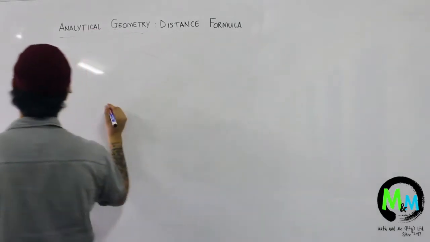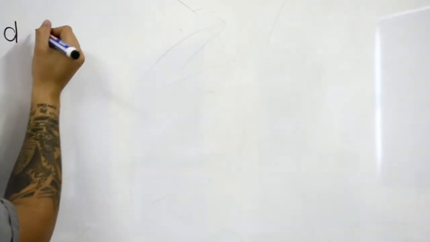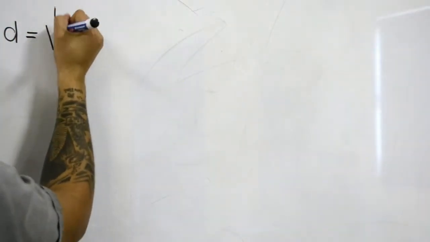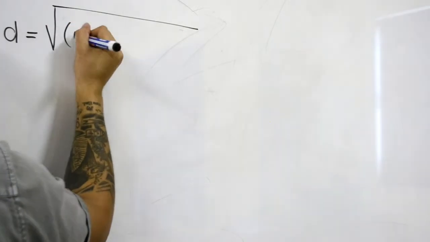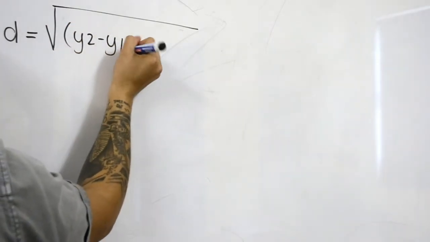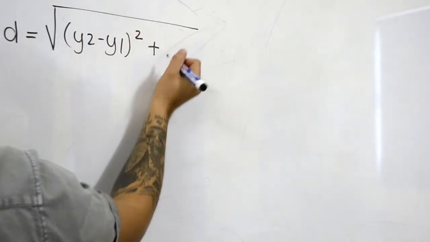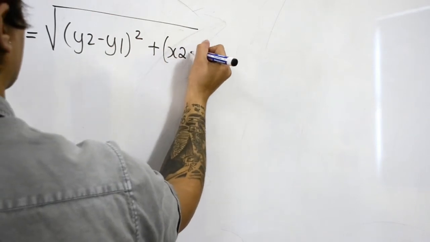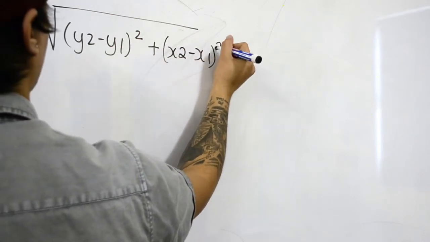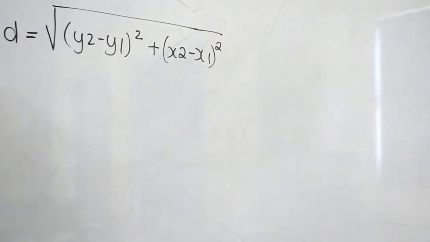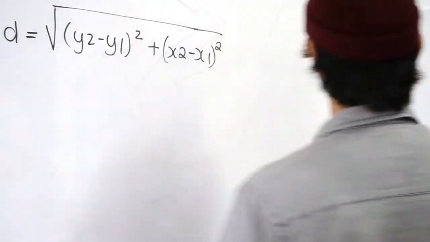So in the distance formula, we will say that the distance of a line will be equal to the square root of the difference between its y values, all squared, plus the difference between its x values, all squared. Right, so that is basically it. That's the distance formula. So I'll do an example.